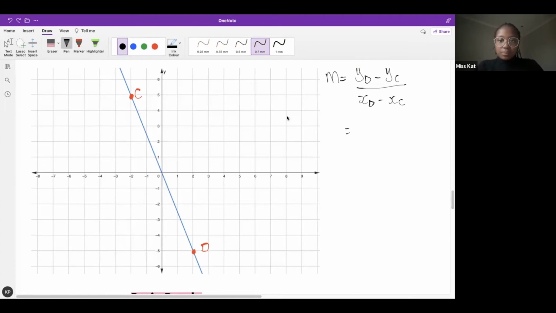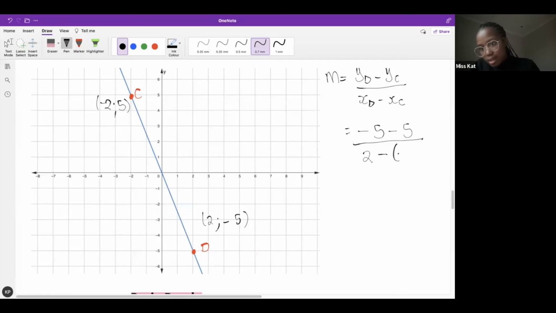Okay, now let's see. C, thank you, Kutlwano, is -2, 5. And D is what? Where's D? There it is. 2 and -5. Thank you very much. Now let's substitute. What did I start with? I started with D. So then you're going to have to say -5 minus 5, okay, over what's the X?